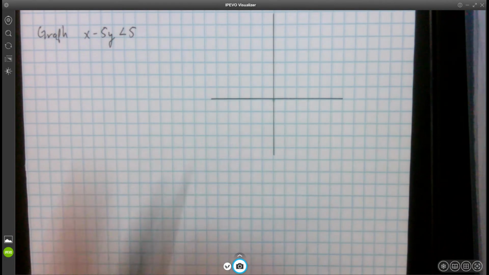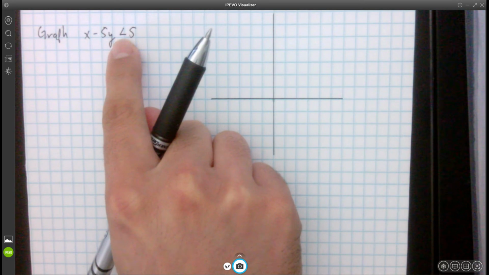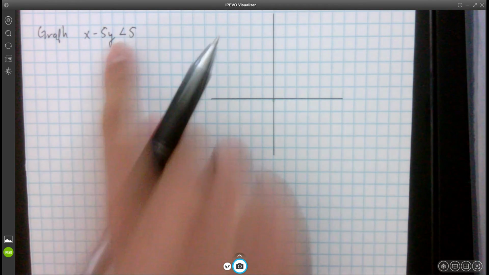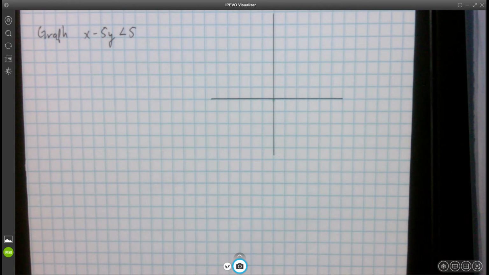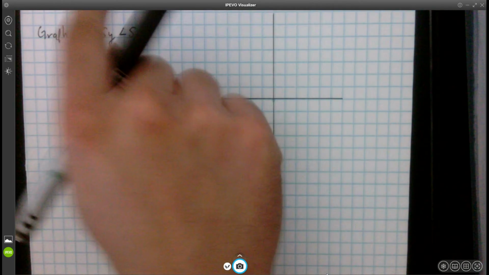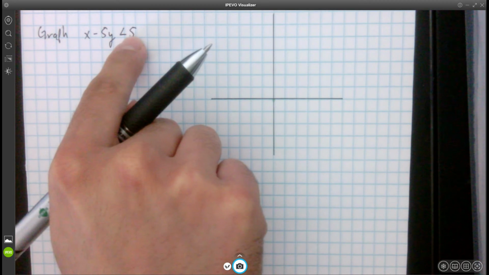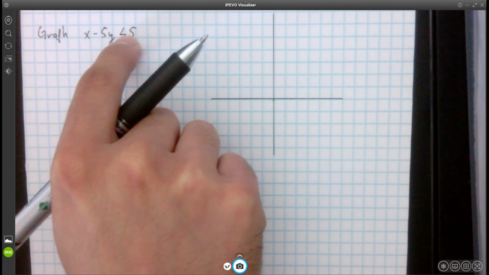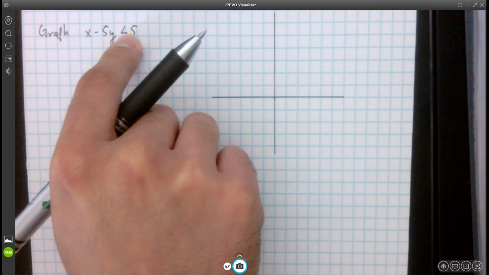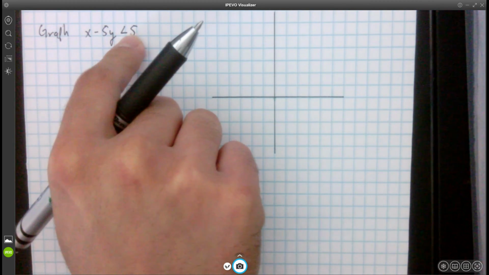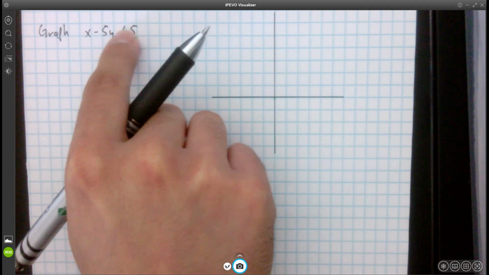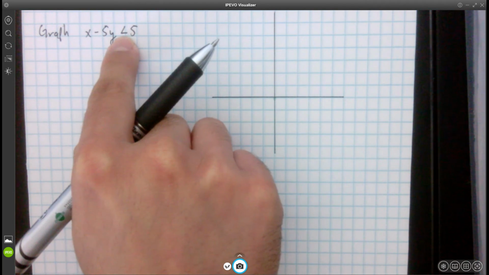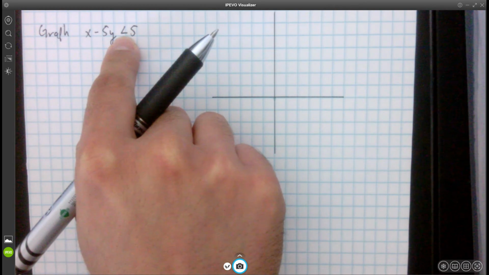All right, we're going to graph this inequality. Notice this one doesn't have a bar to indicate that it's going to be equal to. It's x minus 5y is less than 5. When we have a situation like this, similar to when we were graphing inequalities on a number line and we'd use open and closed points, this would be similar to when we would have open points.